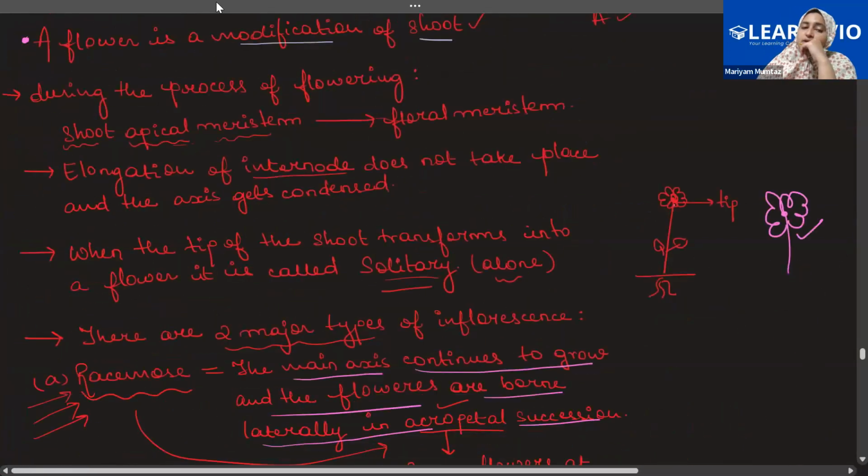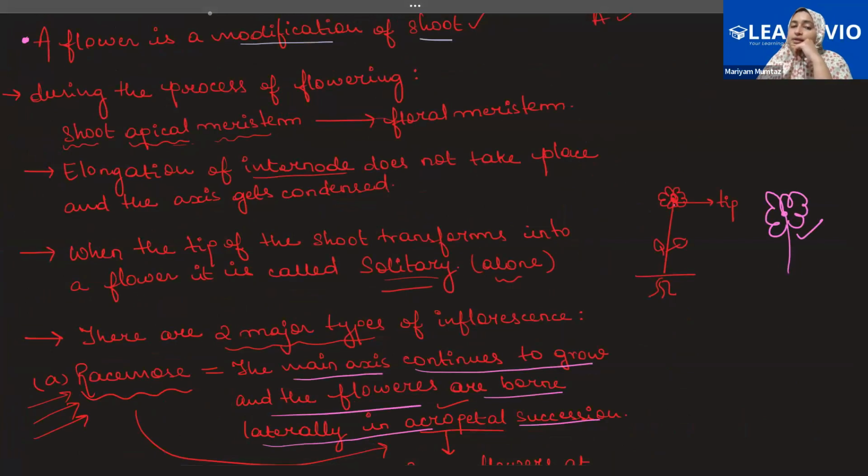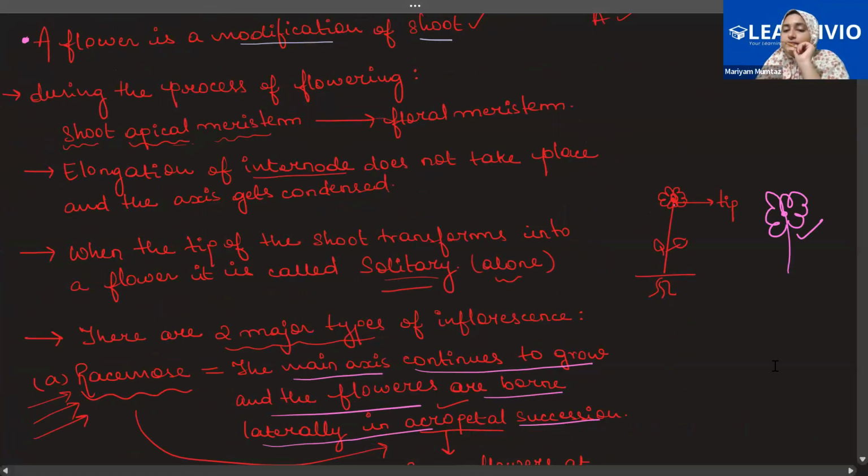Now, during the process of flowering, what happens is that the shoot apical meristem, meaning those dividing tissues or meristematic tissues that are present at the apex of the shoot. What do I mean by apex, students? Apex means? The tip of the pen.